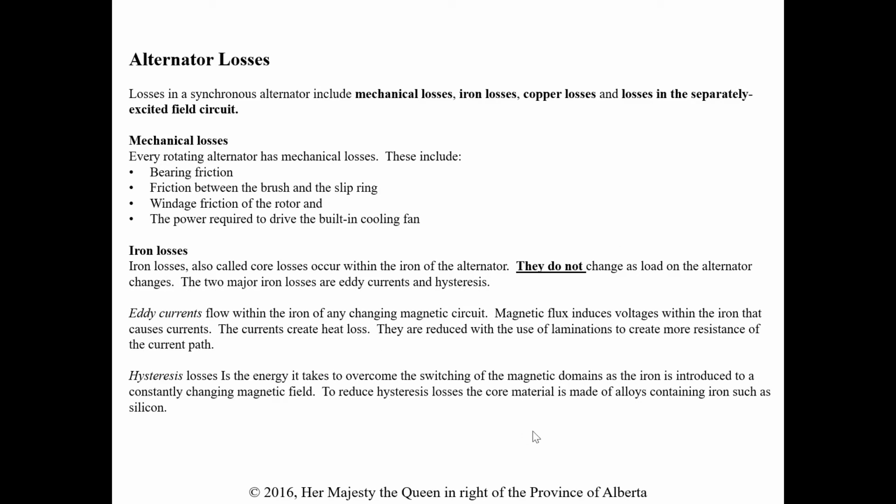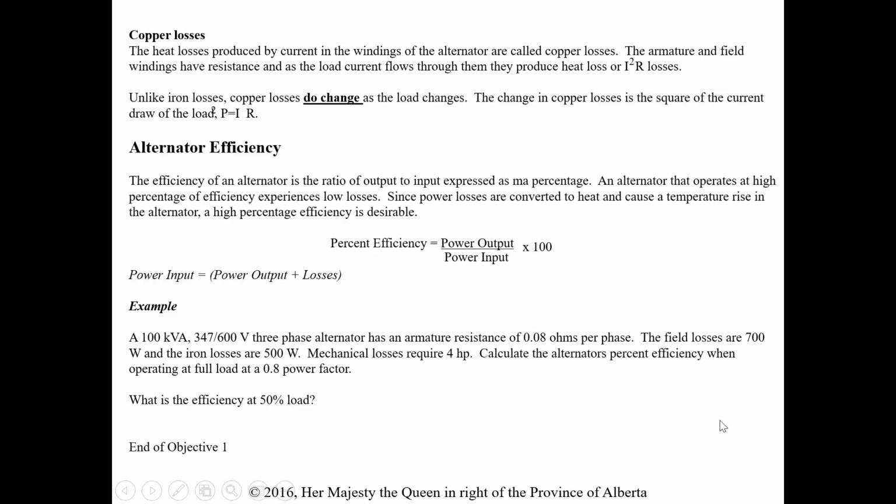Hysteresis is the energy it takes for the switching of the magnetic domains in the iron introduced to a constantly changing magnetic field, changing because we have alternating voltage and current. So as they flip back and forth, the domains change from north to south all the time. Okay, so there is heat loss based on that. That's why they make the core material out of silicon, so that flipping of domains happens a little easier with less heat loss. Okay, so those are our iron losses. Again, they do not change with load.